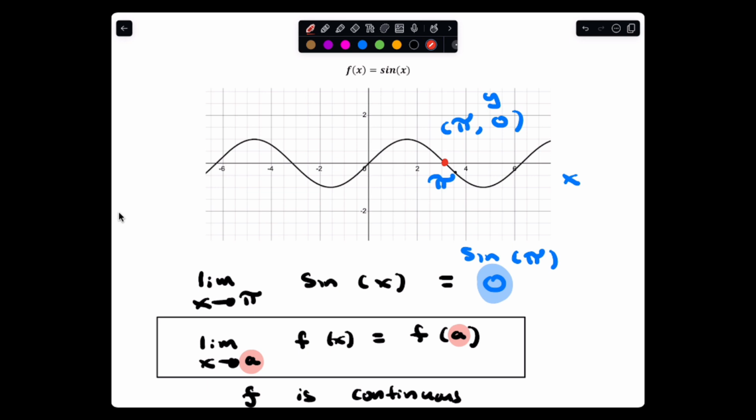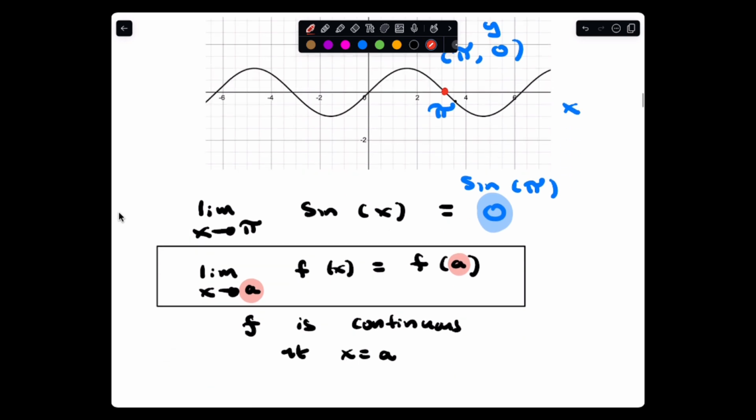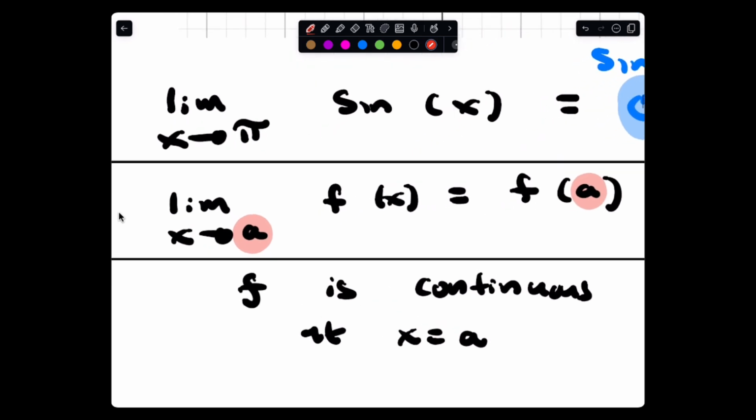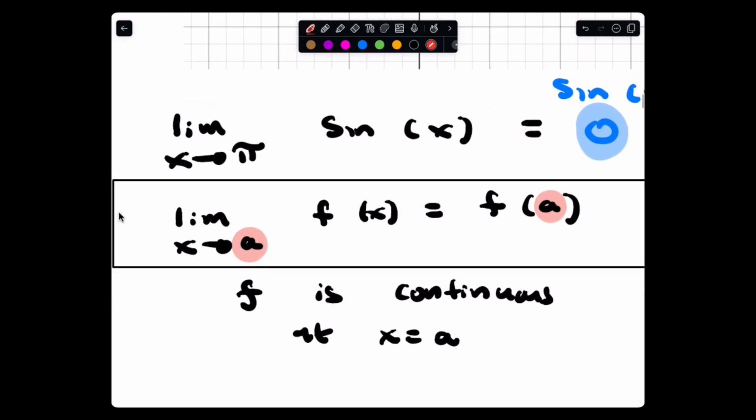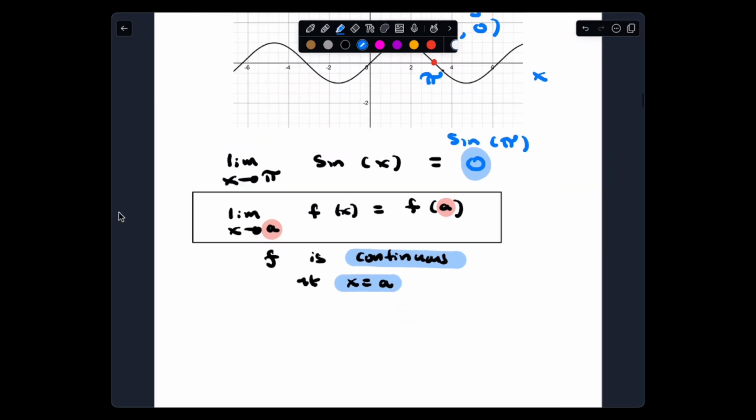Well, you're looking at it in the graph, by the way, but also when you evaluate it, sine of pi is zero. So that's actually the limit. You're doing what they're saying right in here. Functional evaluation, all because the function is nice and continuous at that point. So wherever your function's continuous, you could do functional evaluation. And there's nothing unique about pi.